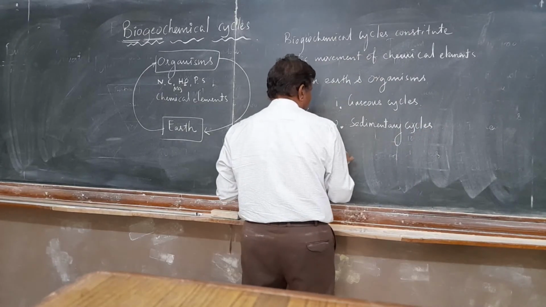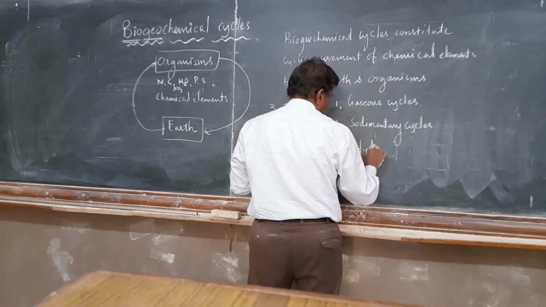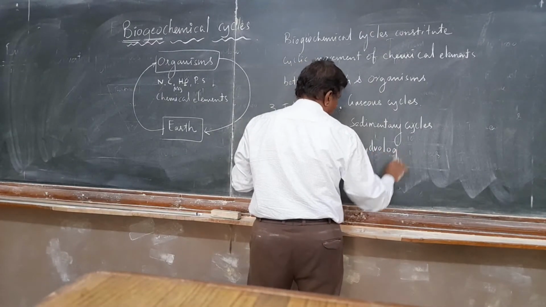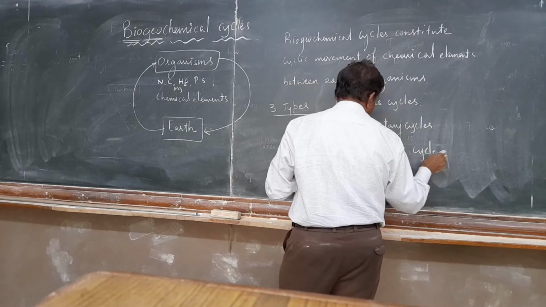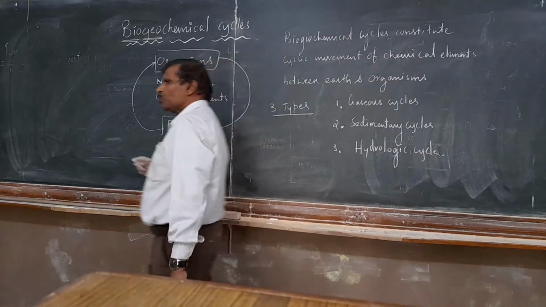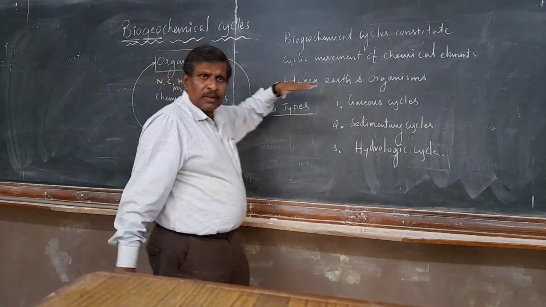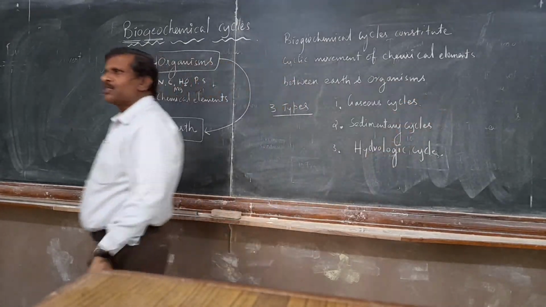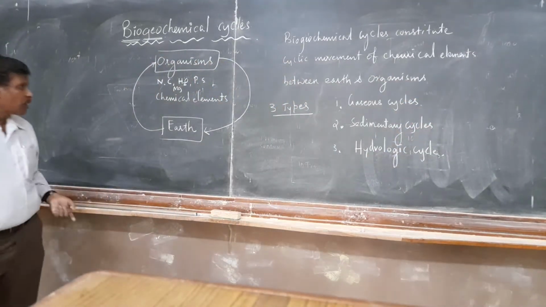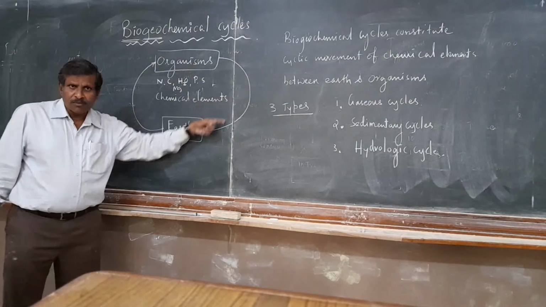Then the cycles of the third type is referred to as the hydrologic cycle. Okay, let me consider the gaseous cycles. The name itself suggests certain chemical elements, they move between the earth and organisms in the form of cycle.